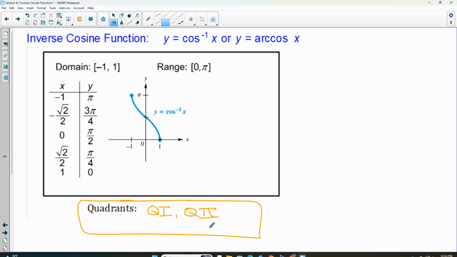Domain is still -1 to 1 because cosine always equals values between that. The range, if we're going from quadrant 1 to 2, then your x's would be from 0 to pi. I'm probably not going to quiz you on the graph or the domain and range of the inverse functions. I really just need you to know what quadrants they exist in.